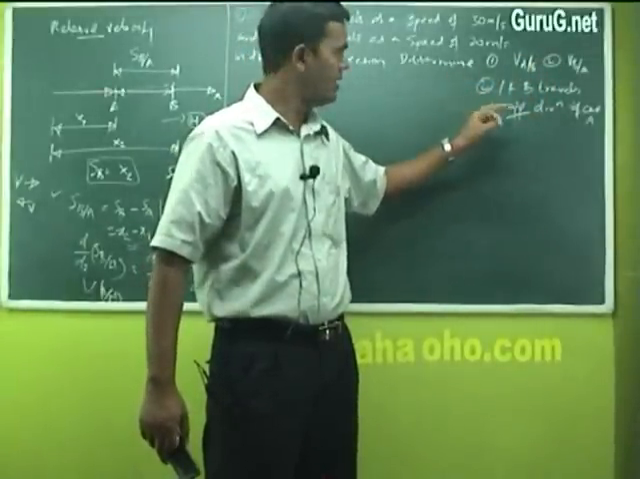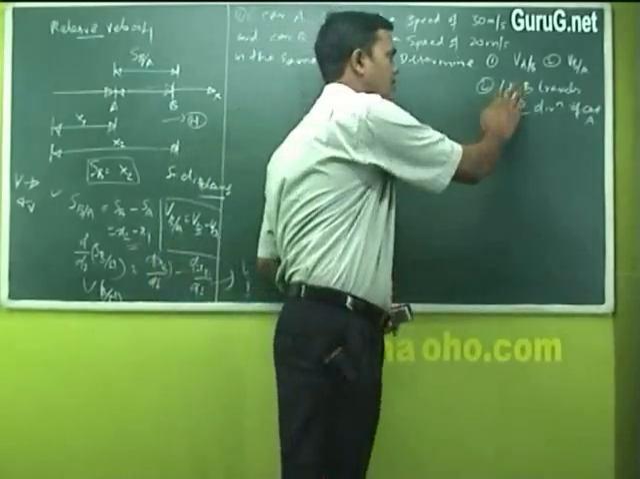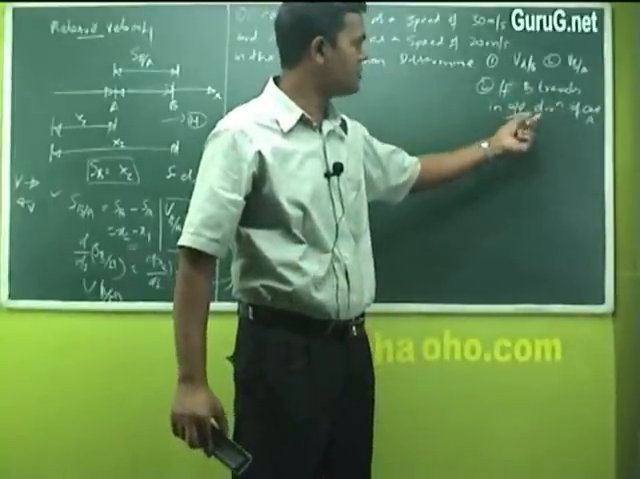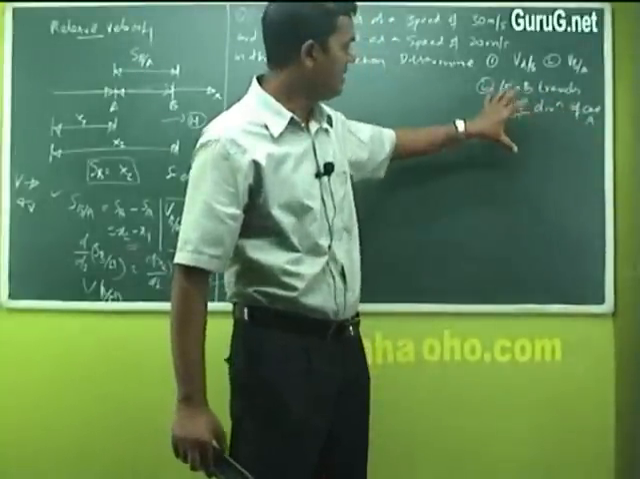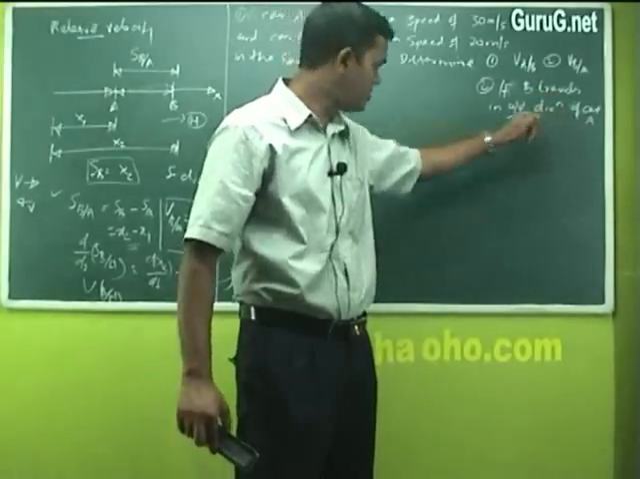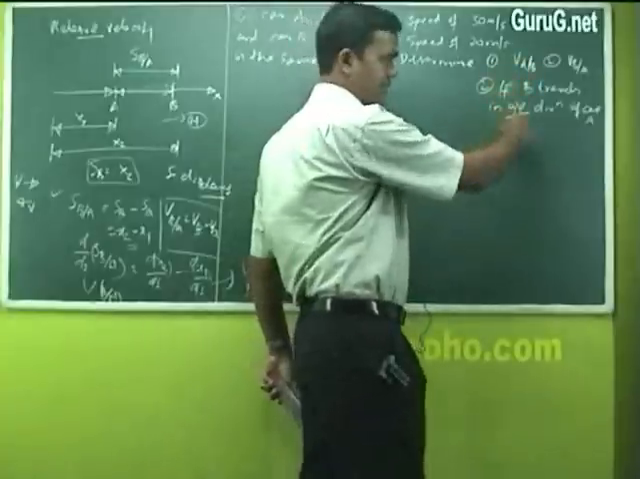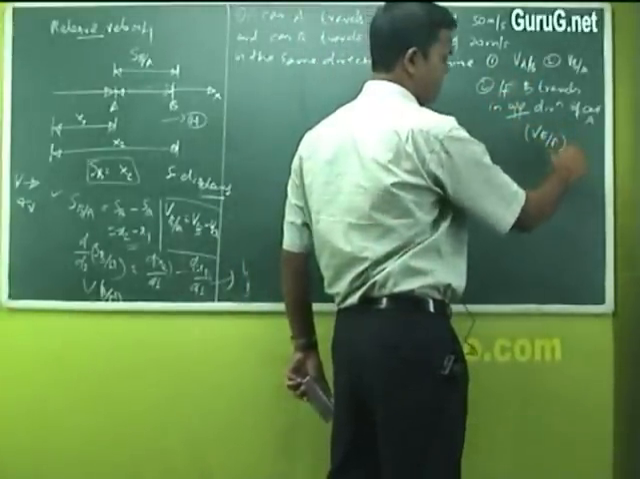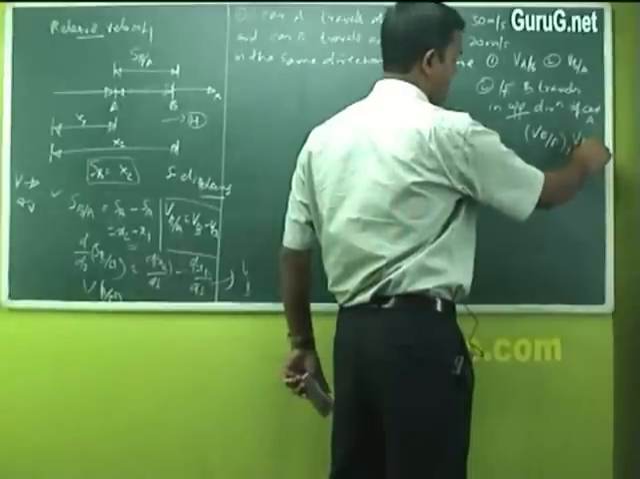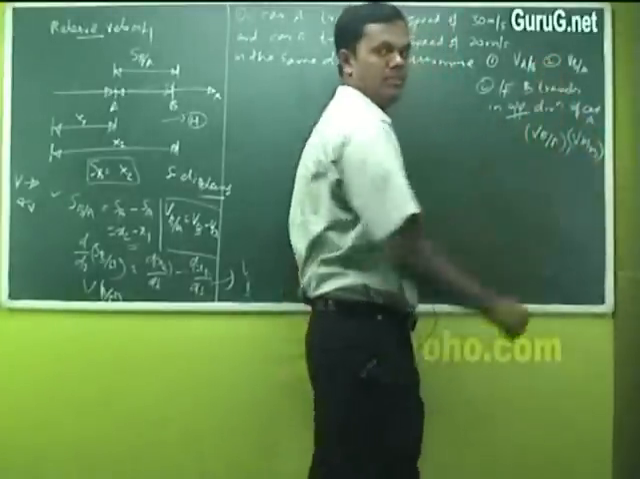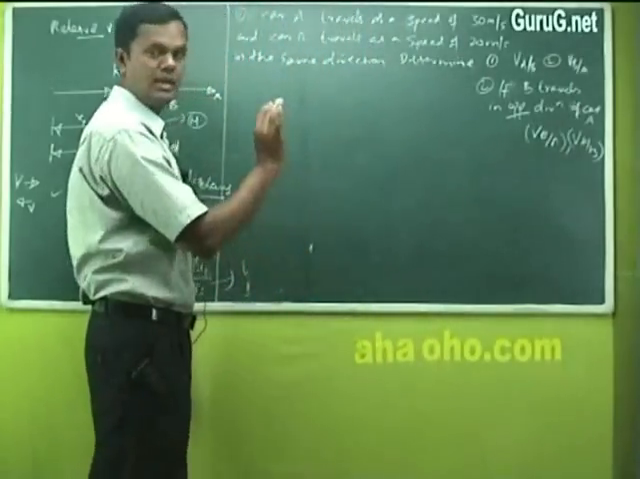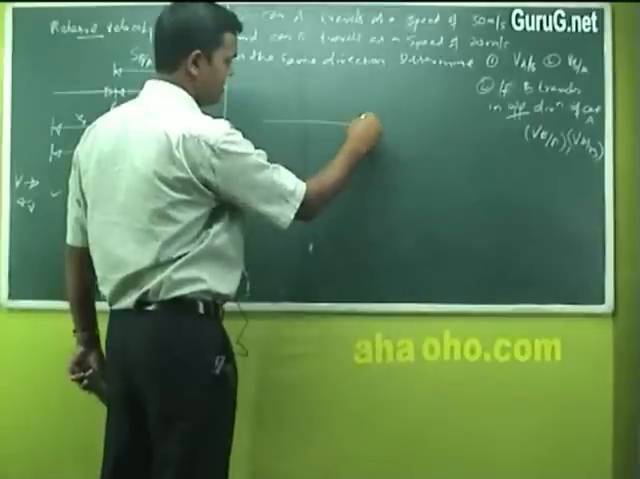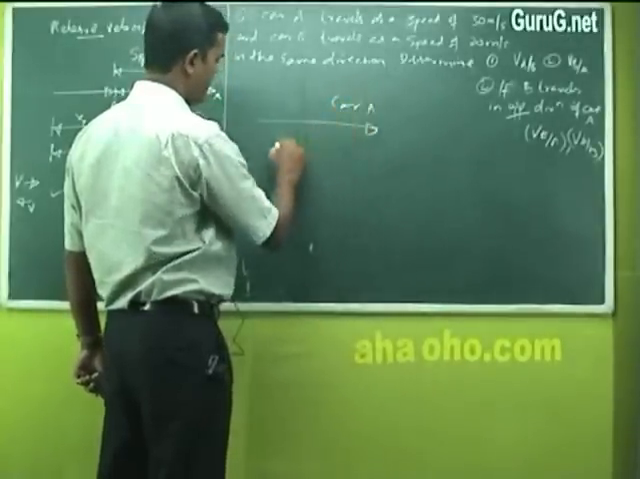One more option is given: if car B travels in the opposite direction of car A. That means if car B is traveling opposite to the direction of car A, in the second option we have to find out the velocity of car B with respect to A and the velocity of car A with respect to B. Same, right? Now basically you can write a line diagram. This is car A, this is car B.